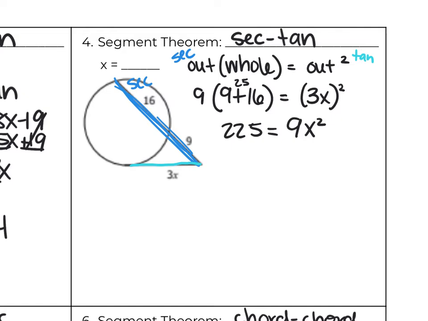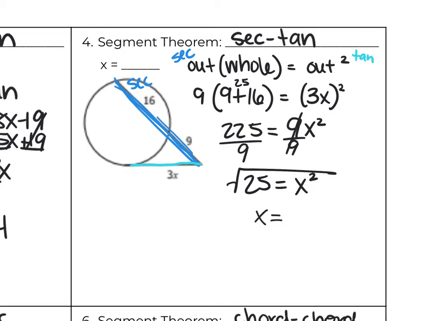Okay, what would I do next? Not yet. How do I move that 9? Divide it. So we're kind of going backwards here, aren't we? But so 225 divided by 9 is what? 25. Now, what's the opposite of squared? How do I get rid of that? Square root. So x equals the square root of 25. 5.